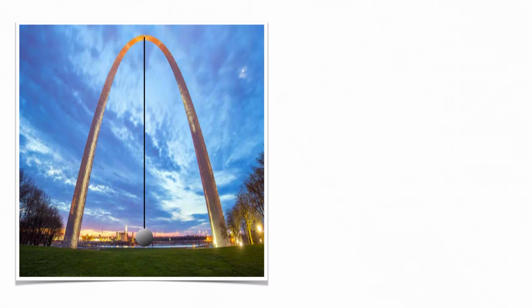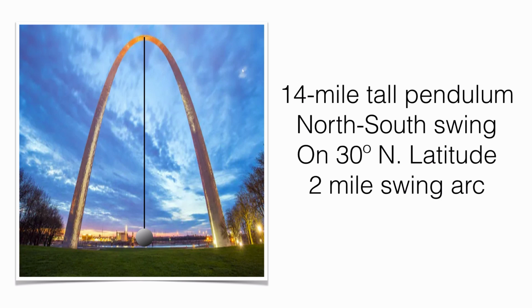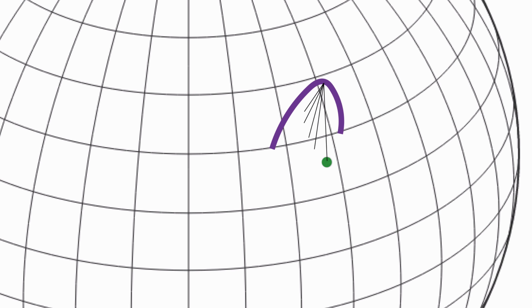So there it is, and we're looking in a northern direction. It's going to have a north-south swing, so it's 14 miles tall with a north-south swing, and it's at 30 degrees north latitude. All right. So because it is so tall, it's going to have a very significant swing length. So the swing arc is going to be 2 miles, or a 1 mile radius of the swing arc.